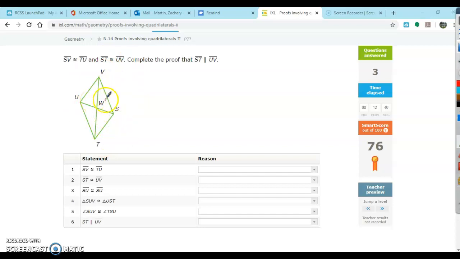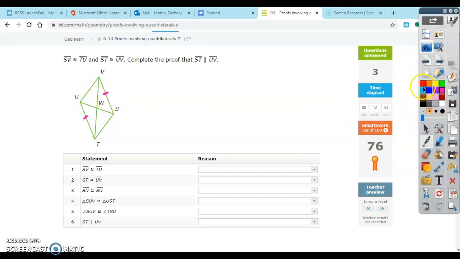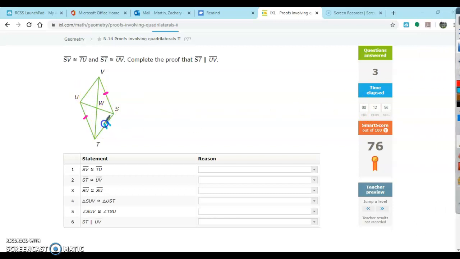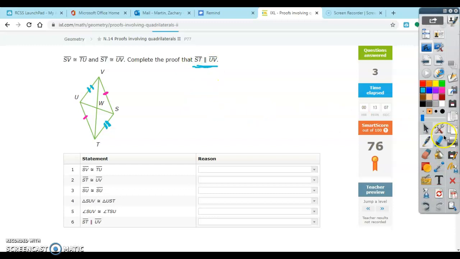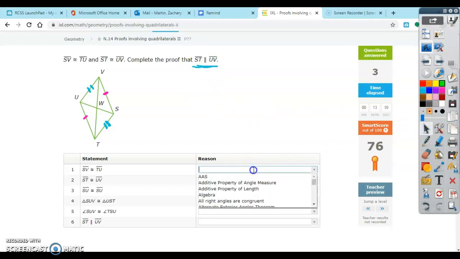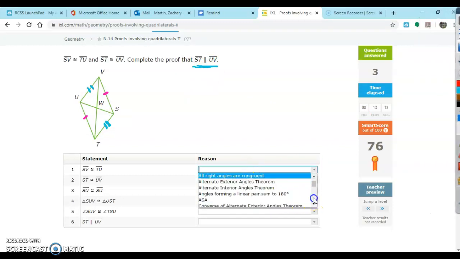So segment SV is congruent to segment TU. So we've got TU right there. SV, TU. And then ST is congruent, I'll do 2 markings, also in a different color here for you, to UV. All right, complete the proof that says that ST is parallel to UV. Well, we're given some things in the beginning, so SV is congruent. Let's select given.